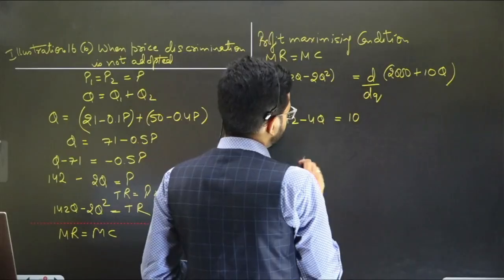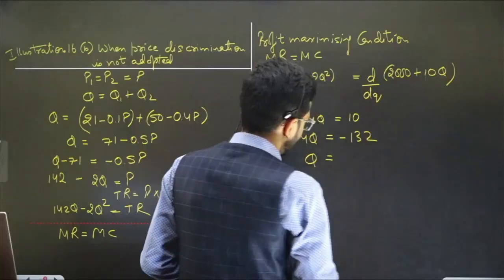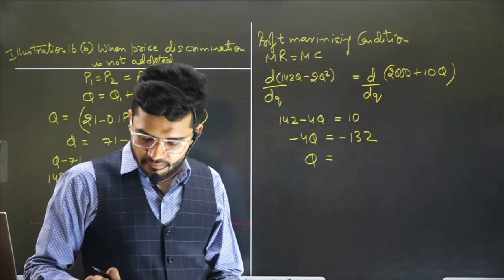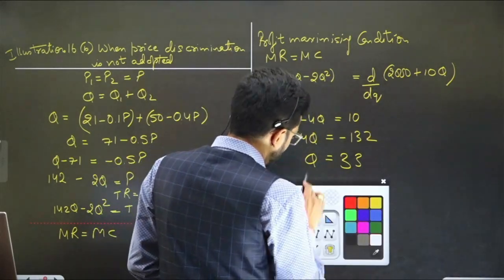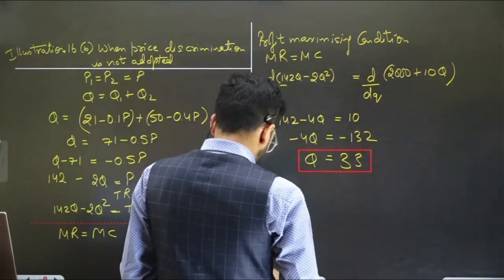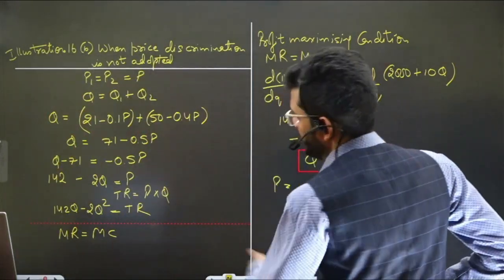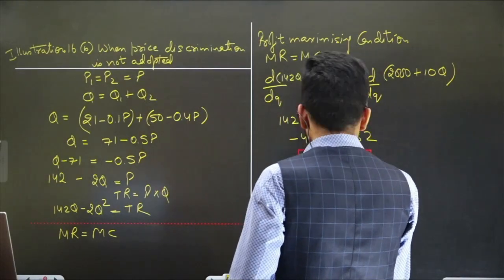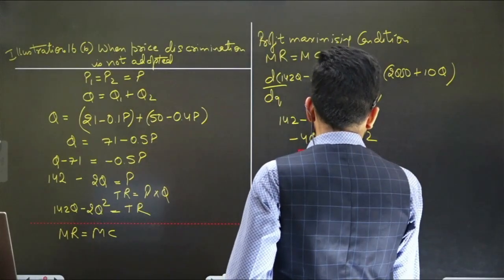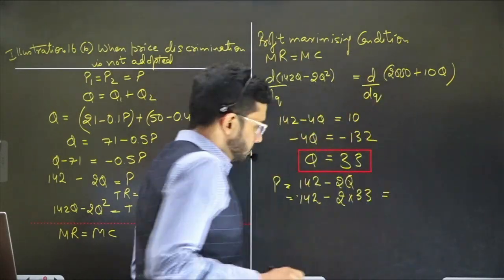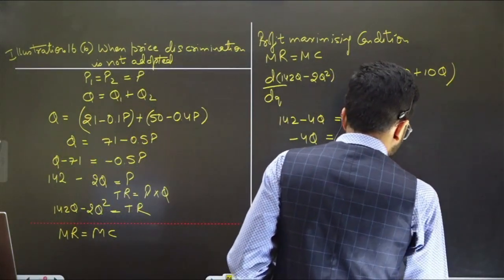So this goes over there, becomes 132. So minus 4Q is equal to minus 132. So Q is equal to 132 divided by 4, it becomes 33. Q is 33. Next question is, what will be P? P is equal to 142 minus 2Q. So 142 minus 2 into 33, which is 142 minus 66. So P is equal to 76.